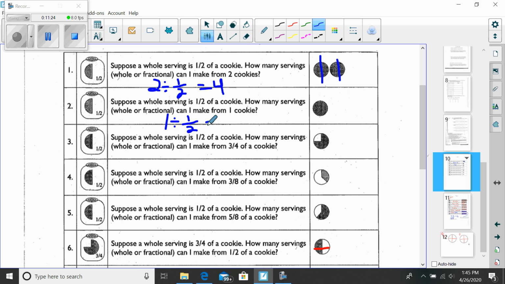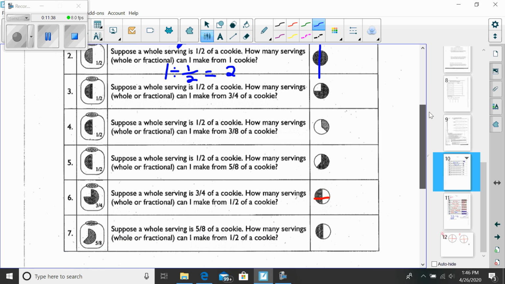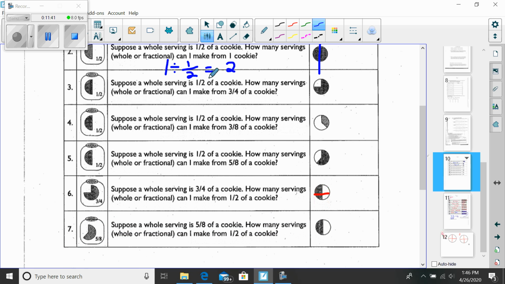Okay, so again, I have 1 cookie, a serving is a half a cookie. So I get 2 servings. Again, I'm measuring off. Now here, suppose a whole serving is a half a cookie. How many can I make from 3/4 of a cookie?